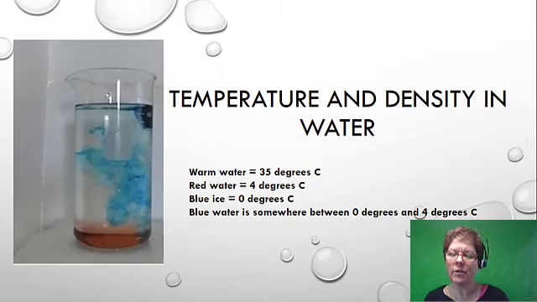And the blue water, the melt from the ice or ice water, is somewhere between 0 degrees and 4 degrees Celsius. So take that into account as you think about the relationship between temperature and density. And use your textbook, use your notes, see if you can figure out what's going on here.